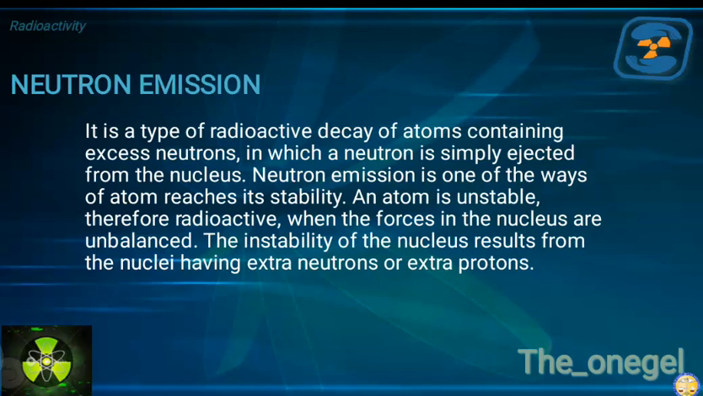Sige. Okay, neutron emission is one of the ways an atom reaches its stability. An atom is unstable, therefore radioactive, when the forces in the nucleus are unbalanced. So, the instability of the nucleus results from the nuclei having extra neutrons or extra protons. So, sabi ko nga kanina, yung isang neutron dyan, itatapon na lang. Kasi pabigat lang siya sa nucleus.